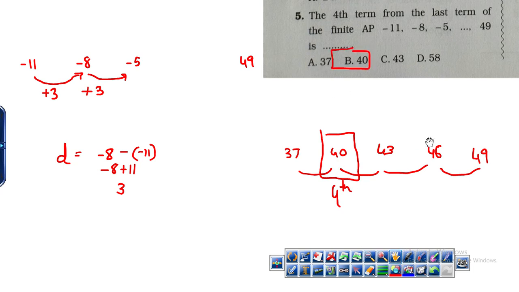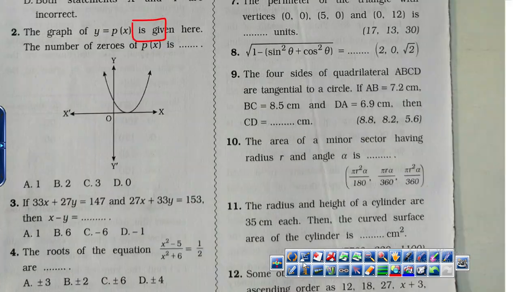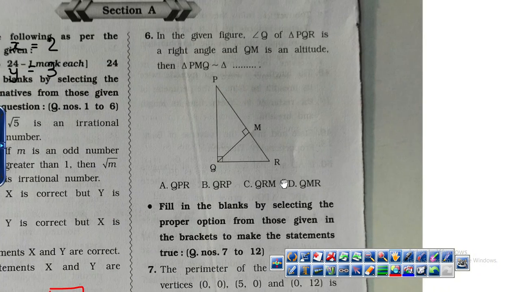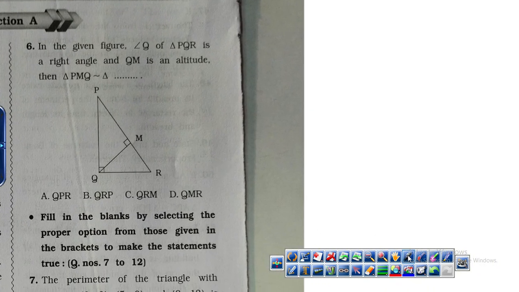Otherwise there is a long method which I've already taught you in the exercises, how to find it using the formula. Sixth objective, in the given figure, angle Q is a right angle and QM is the altitude. PMQ is similar to what? This is from the old syllabus. This is not from the new syllabus.